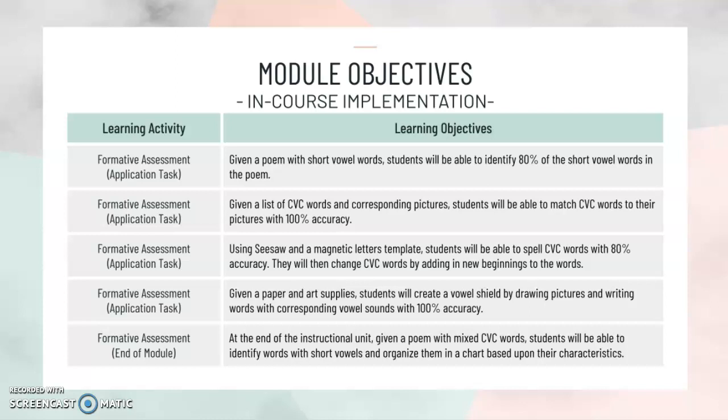Using Seesaw and a magnetic letters template, students will be able to spell CVC words with 80% accuracy. Then they will change CVC words by adding in new beginnings to the words. Given a paper and art supplies, students will create a vowel shield by drawing pictures and writing words with corresponding vowel sounds with 100% accuracy. At the end of the instructional unit, given a poem with mixed CVC words, students will be able to identify words with short vowels and organize them in a chart based upon their characteristics.